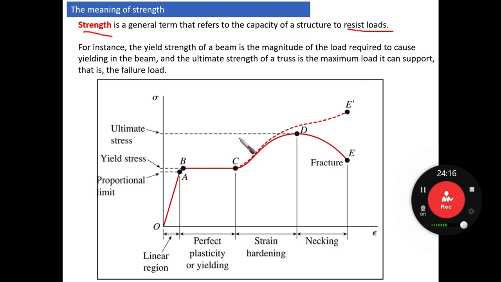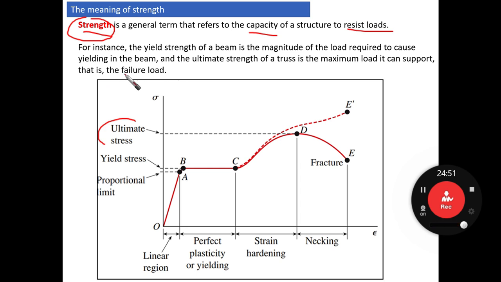Generally, whenever we use the word strength, it means the capacity of a structure, an element, or a specific type of material, for example. For instance, the yield strength of a beam is the magnitude of the load required to cause yielding in the beam. And the ultimate strength of a truss is the maximum load it can support, that is the failure load.